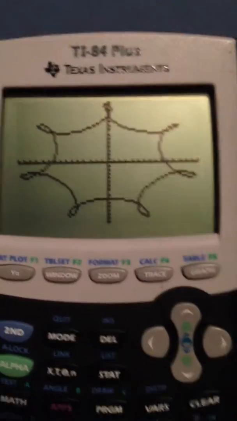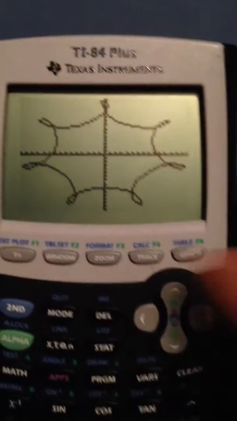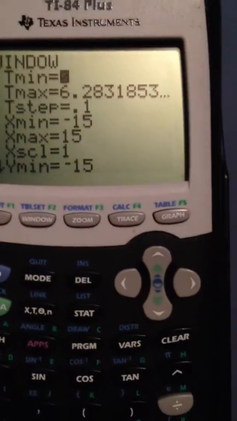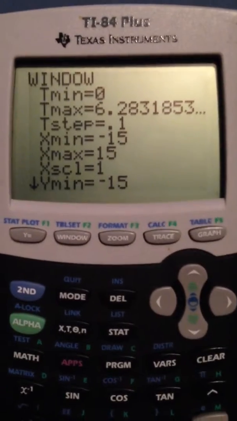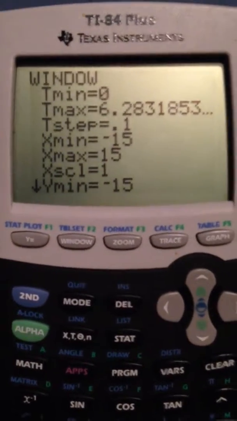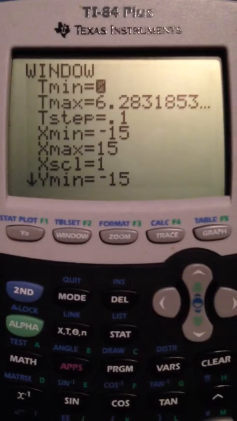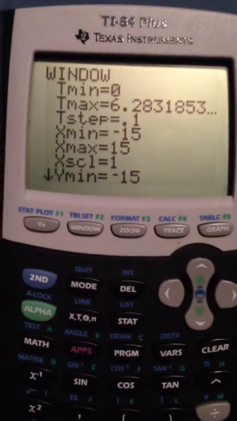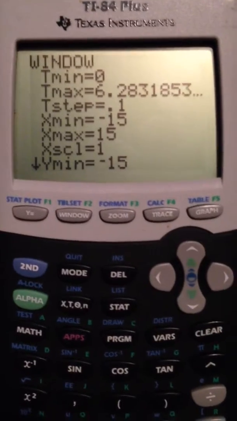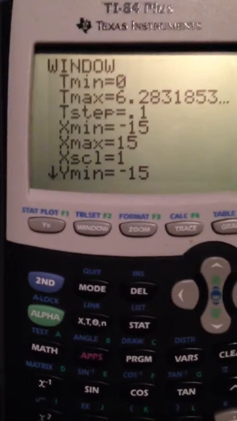Now, changing the step function can have a number of effects on the graph. 0.1, which it's at right now, is generally a good value to start with because the calculator will plot points at each interval of that step. So for 0.1 it will plot it at t equals 0, and then 0.1, and then 0.2, and so on.